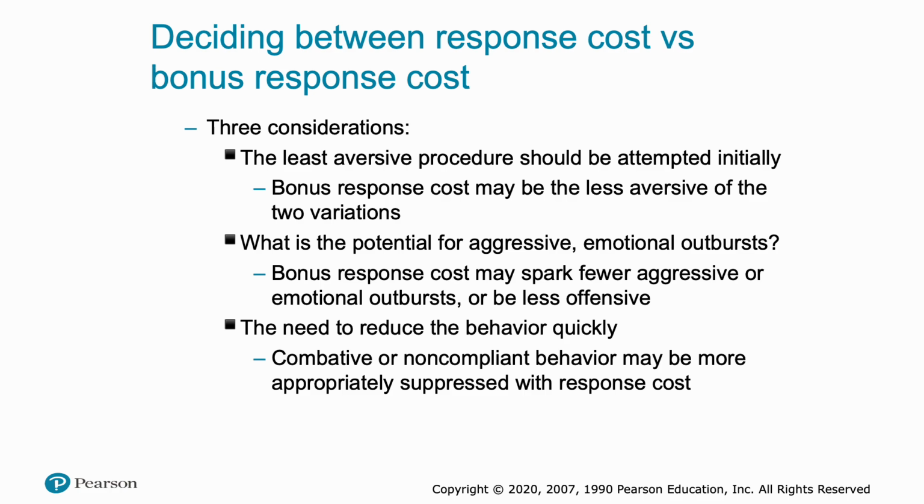Okay, so let's talk about how to decide between the 2 response cost procedures that we discussed earlier. In general, in behavior analysis, and not just in behavior analysis, I think in general, people have the right to a least restrictive intervention to be used on them. In this case, the least restrictive intervention is going to be the bonus response cost procedure, because with the bonus response cost procedure, they're still going to have access to the regular reinforcers, but they will have these additional reinforcers that they have the potential to earn.